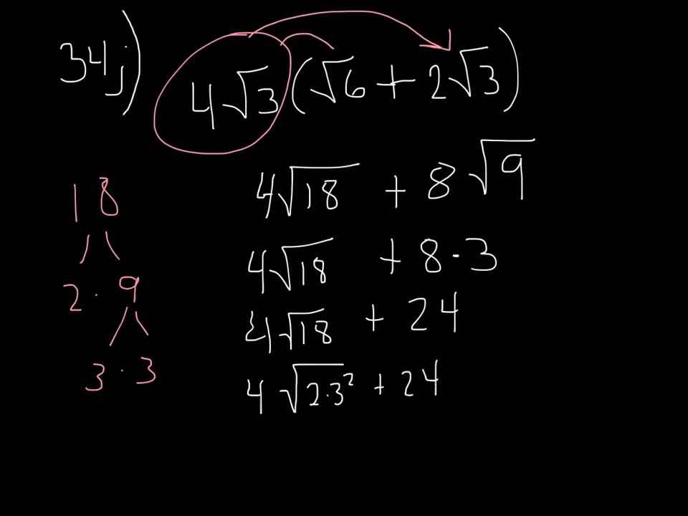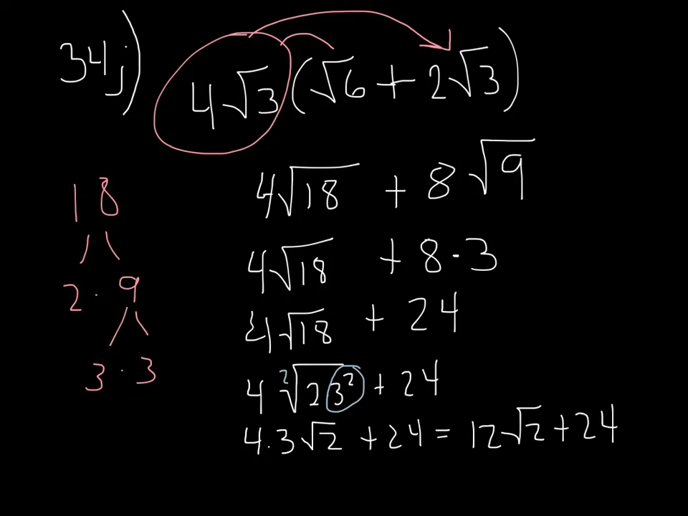So I can pull out one 3, this 3 right here, because it matches that little number, right? So this is going to become 4 times 3 square roots of 2 plus 24, or my final answer of 12 square roots of 2 plus 24.